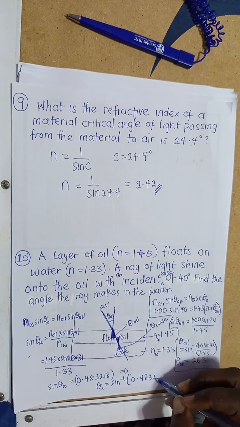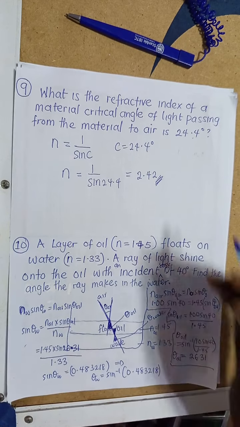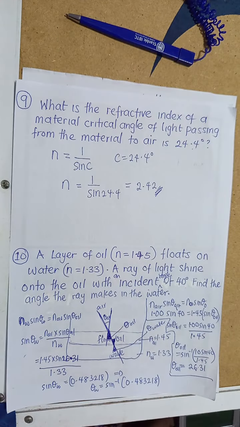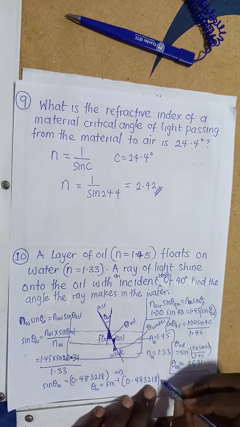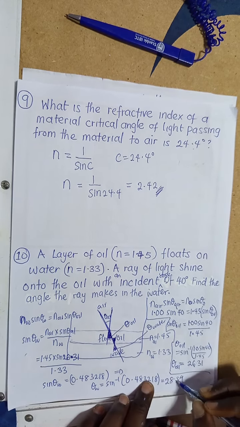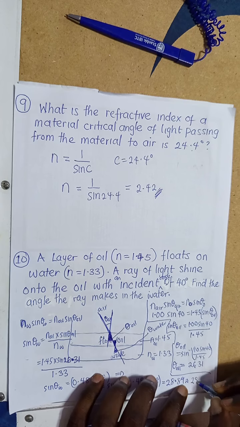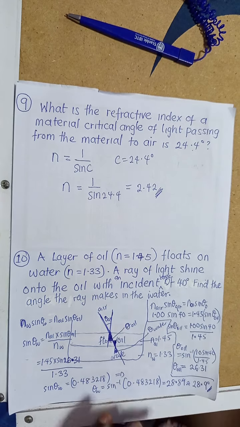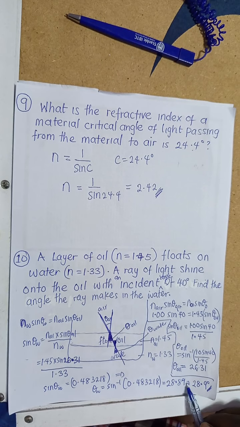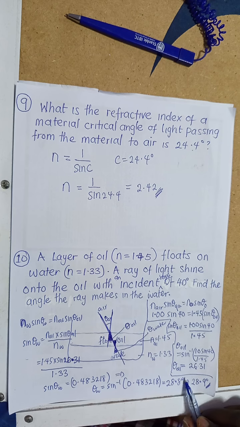So 3218. What do you have? What will be our final answer? So sine inverse of the answer was 28.89. If you don't choose 28.8, rather you go for 28.9 degrees, because the digit is 5 or above, you round it up to 8, which becomes 28.9.